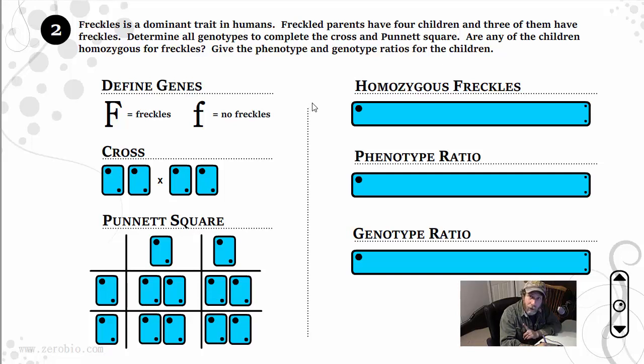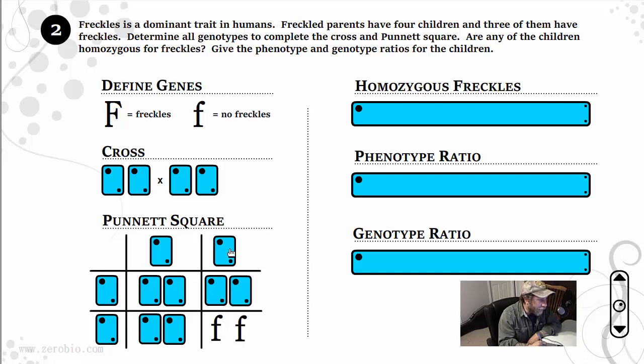So one of them does not have freckles. And usually when you have more with a particular phenotype than the other, the other, in this case, goes down in the bottom right corner. So this is the individual that does not have freckles. This is homozygous recessive, as you can see, two little f's, does not have freckles. The other three will have freckles.